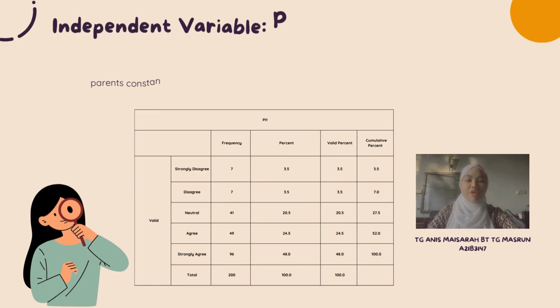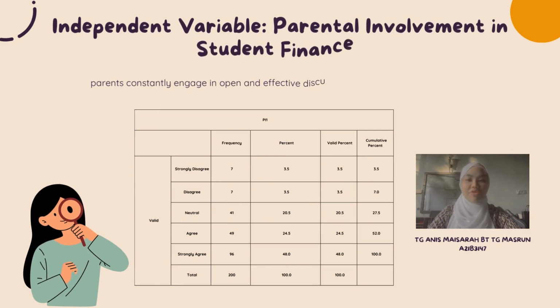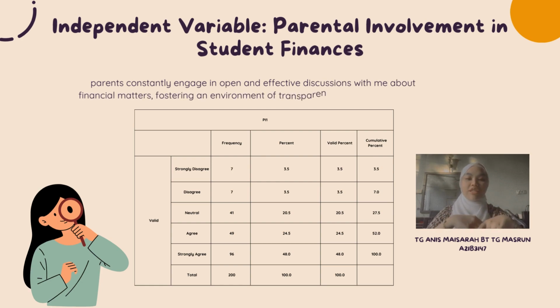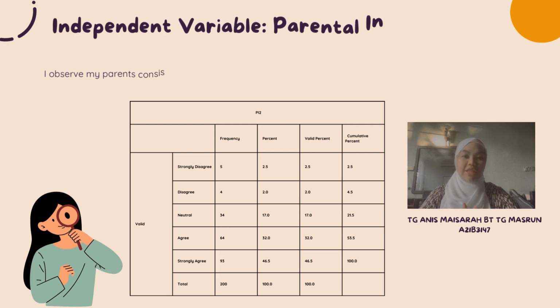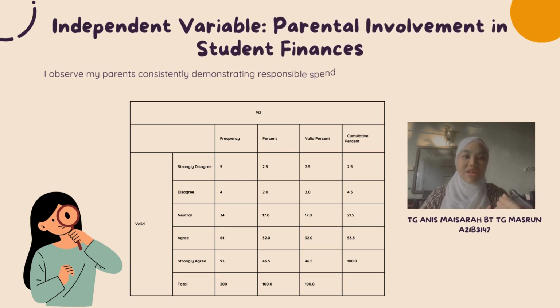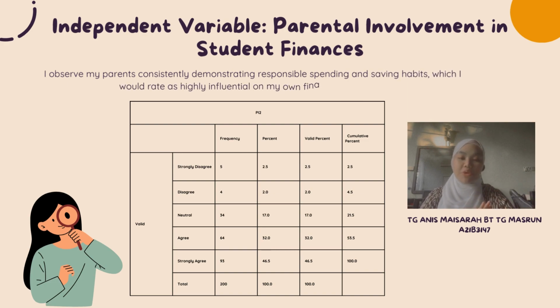In PI1, 48% of respondents strongly agree with the statement, which is the highest percentage, while 24.5% agree. A smaller population disagree with 3.5% and 3.5% strongly disagree. 20.5% of participants took a neutral stance. Next is PI2. 46.5% of respondents strongly agree with the statement, which is the highest percentage, while 32% agree. A smaller population disagree with 2% and 2.5% strongly disagree. 17% of participants took a neutral stance.